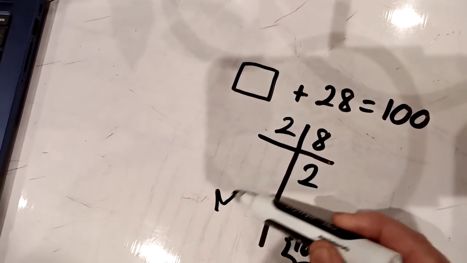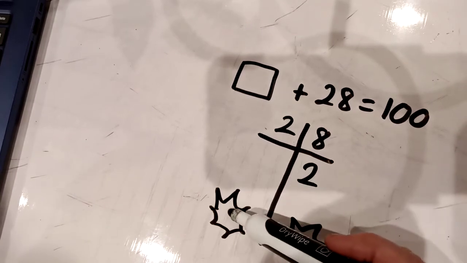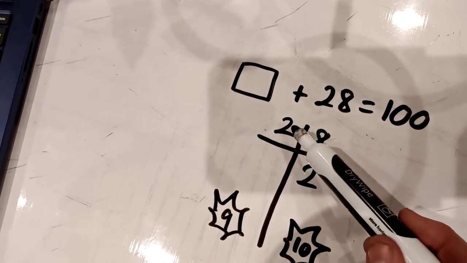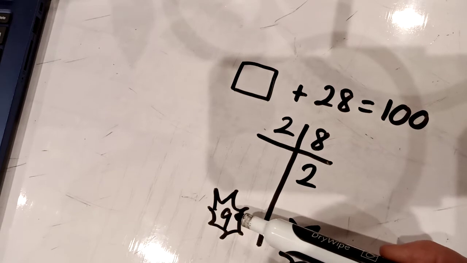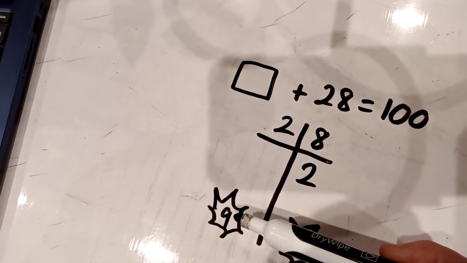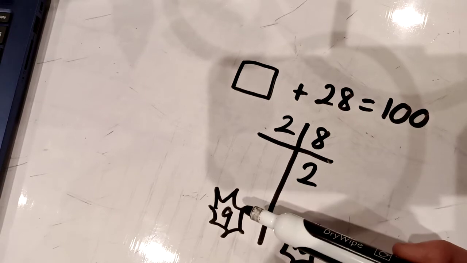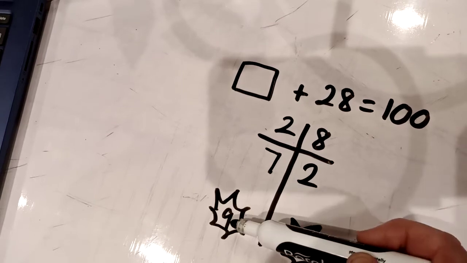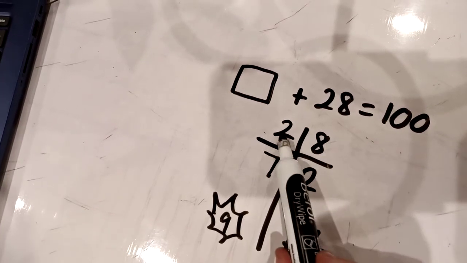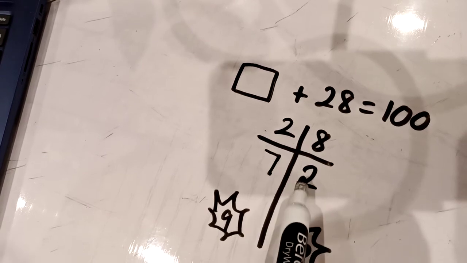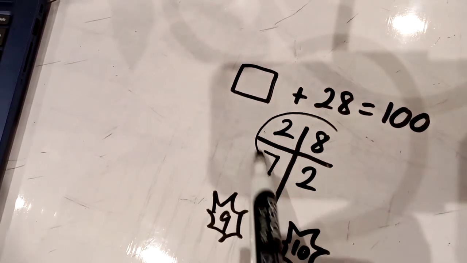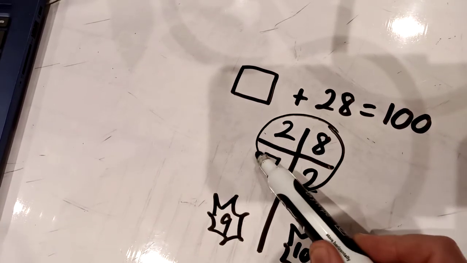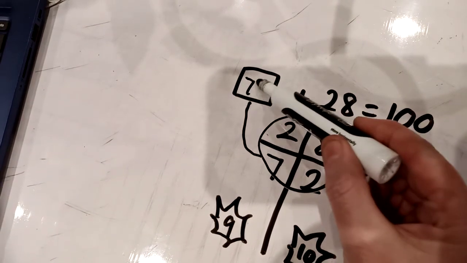And with this side, I've got to make 9 tens. So what goes with 2 tens to get to 9 tens? What goes with 2 to get to 9? I know it's 7, because 2 add 7 makes 9. Got it. So 28 and 72 are friends to 100. So I've got 28 there. So this must go in there, 72.